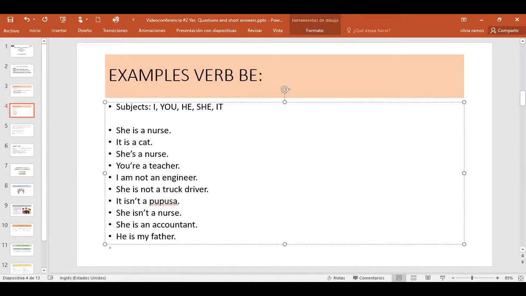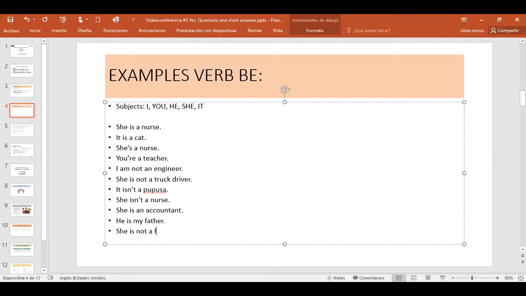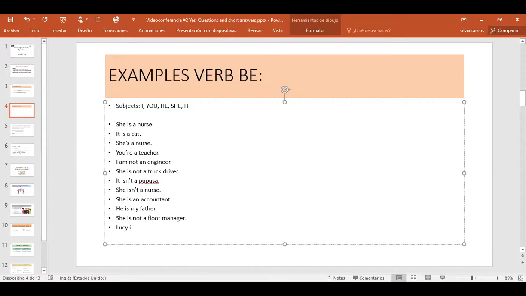Nimia, negative. She is not a floor manager. Floor. Repeat, floor manager. Floor manager. Very good. Vilma Beatriz, negative. Lucy is not an engineer. Okay, very good, excellent job. And Jenny Carolina?